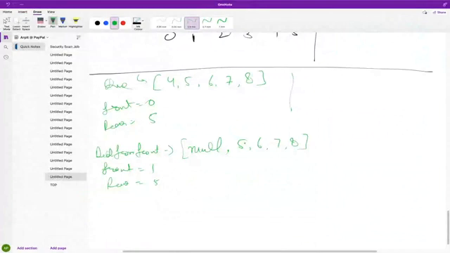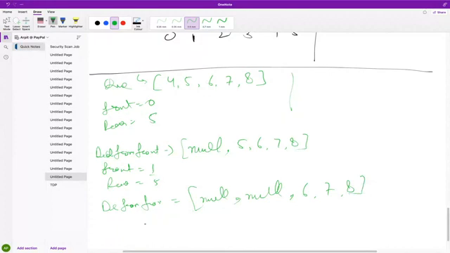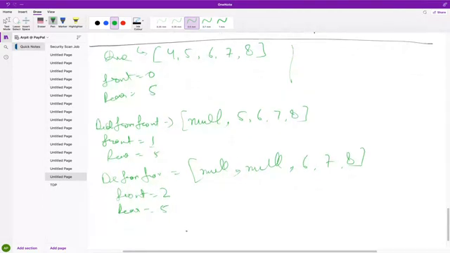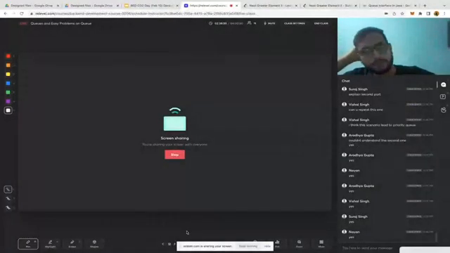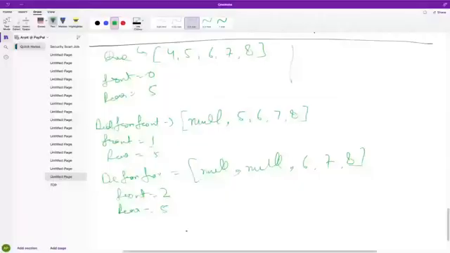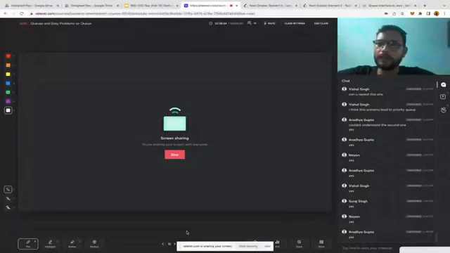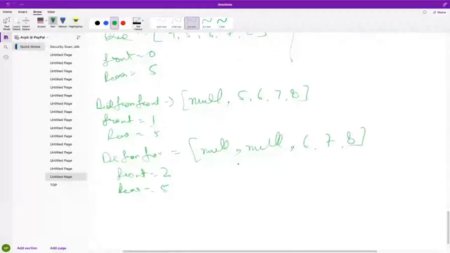Let's do one more deletion from front. Now our front is at position 1. It means we need to delete 5. So DQ from front. It will look like null, null, 6, 7, 8. Front is at 2 and rear is at 5. Everyone agrees with this also? Understood, right? Okay.